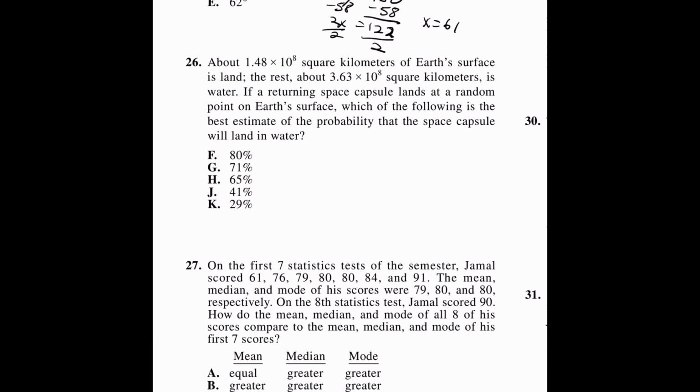Okay, this one is blech. About this number of square meters of the Earth's surface is land. The rest, about this much, is water. If the returning space capsule lands at a random point on Earth's surface, which of the following is the best estimate of the probability that the space capsule will land in water? So this is a probability problem, right? And we already talked about probability. So we're going to do probability, part over whole.